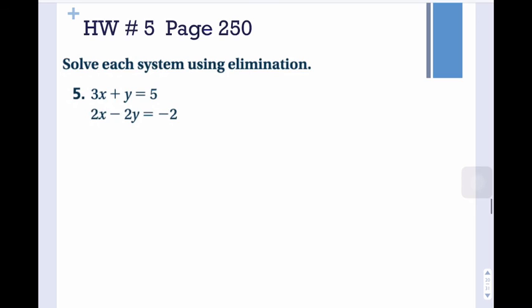And now I would like you to try number 5 on page 250. Solve each system using elimination. We have 3x plus y equals 5 and 2x minus 2y equals negative 2.